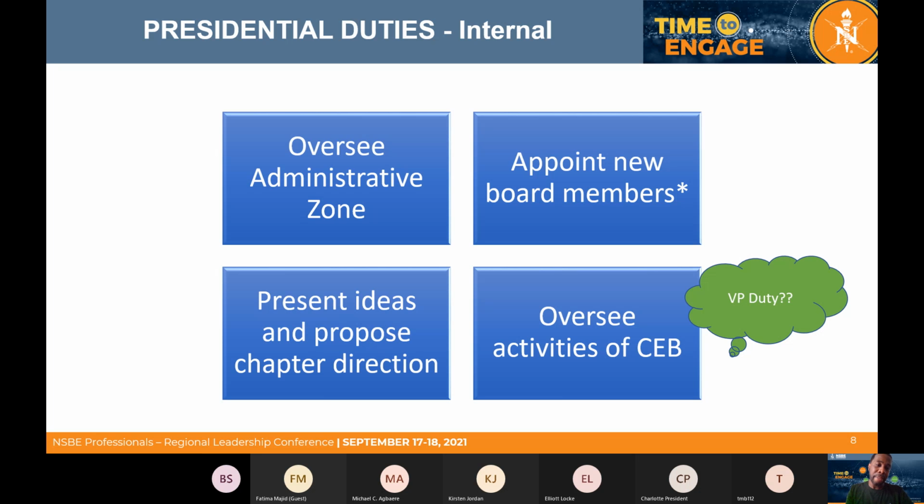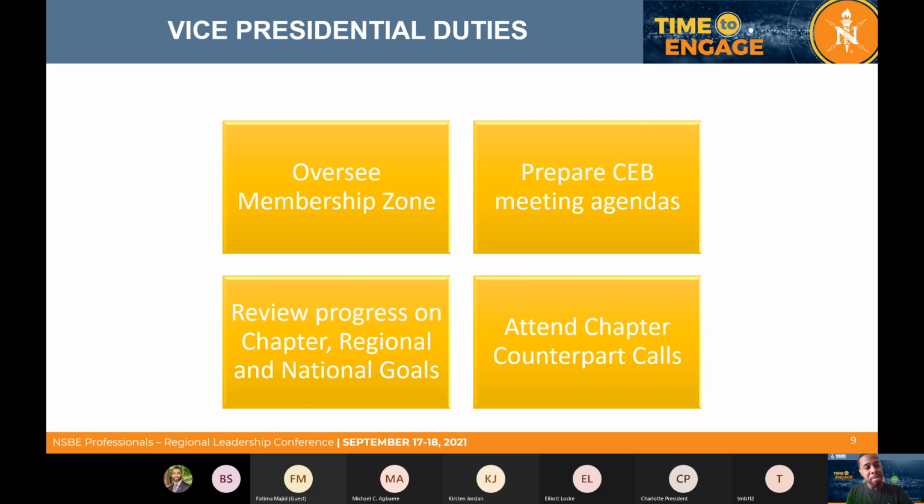And that last duty, overseeing the chapter executive board, is something that you may want to place more on your vice president, and we'll go into that in a little bit. As a vice president, your duties are to oversee the membership zone. You're responsible for preparing meeting agendas for your chapter executive board meetings. You review progress on chapter, regional, and national goals, and you attend your chapter counterpart calls.